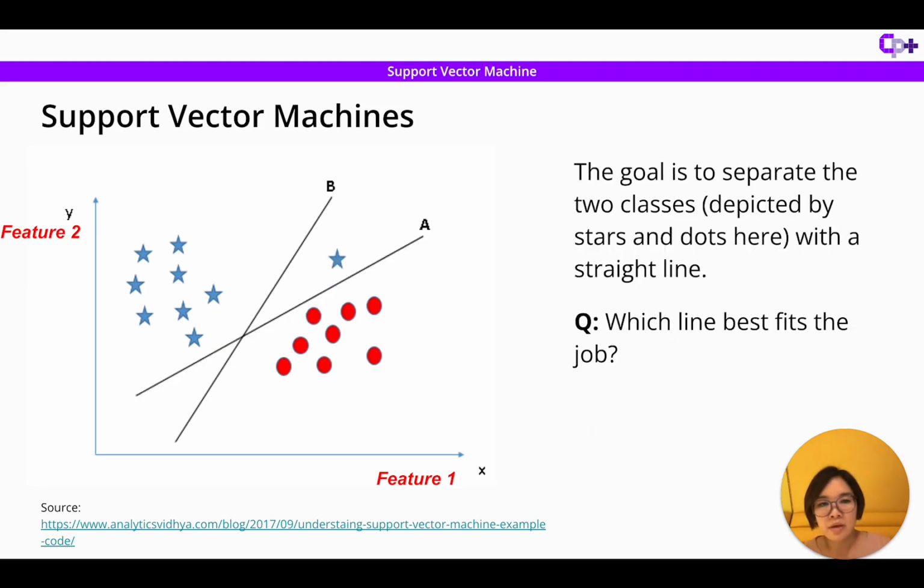So here I have one star that is very far away from the other stars. And I want to ask you the same question: which line best fits the job? I'm going to give a bit of wait time again.